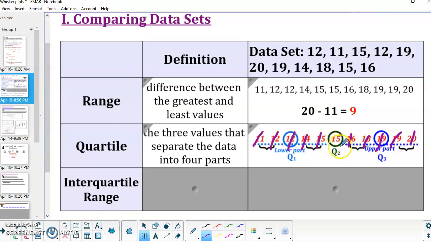And then that gets me to 15 is my Q2. So that's also known as my median. And then in order to find Q1 and Q3, so quartile 1 and quartile 3, I'm going to do the same thing.